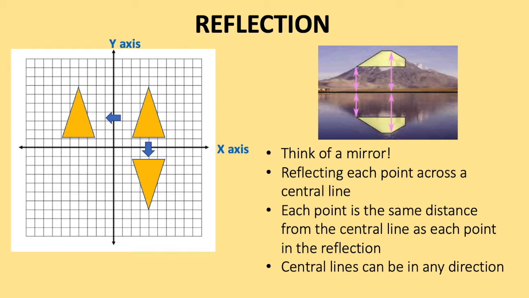And the central lines can be in any direction. So you can pick a line like here to reflect off of, or you can pick a line here to reflect off of. Most of the time they'll be off of the axes, but they can also be reflected over any line in the graph.